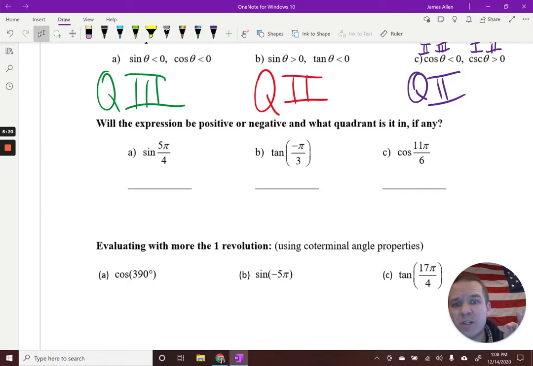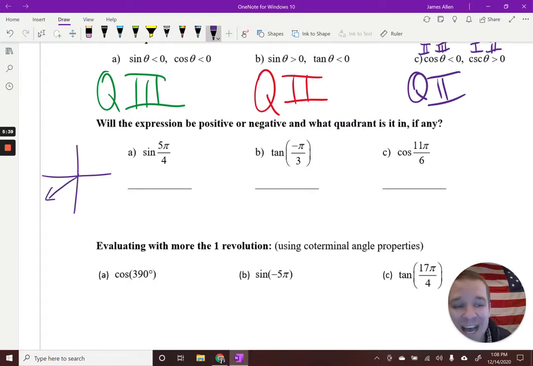But now we're just wondering where the sine, cosine, tangent, whatever it might be, of a particular angle of rotation, what quadrant is it going to be in? And also, is it positive or negative, right? So let's do that. So I have 5 pi over 4. Well, that angle of rotation, that terminal side would end up being here in my third quadrant.